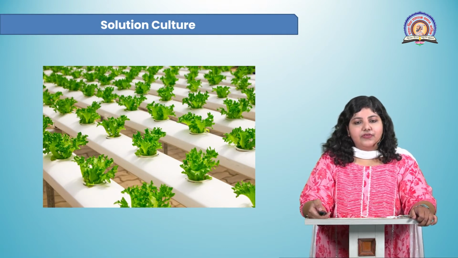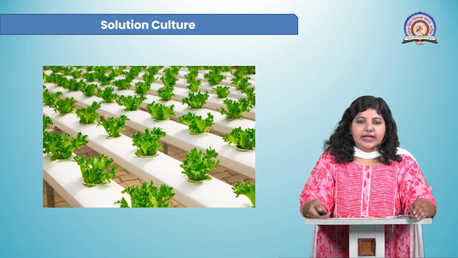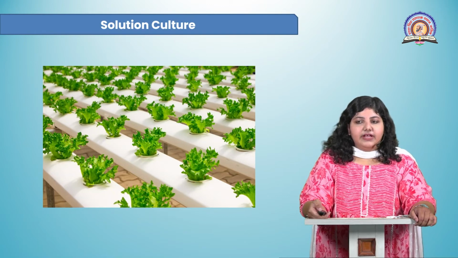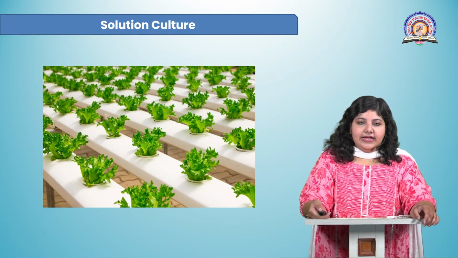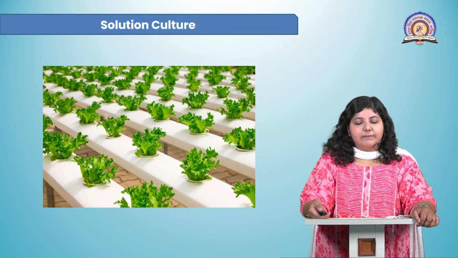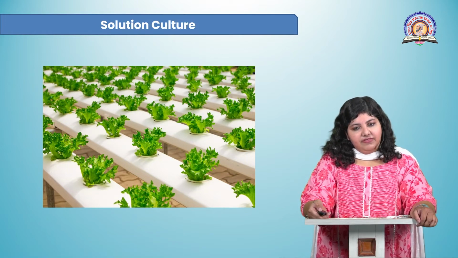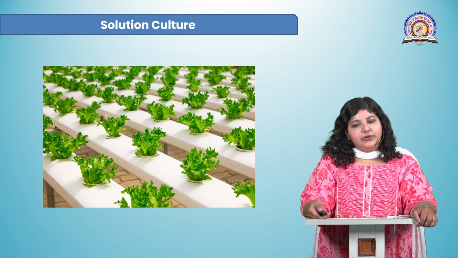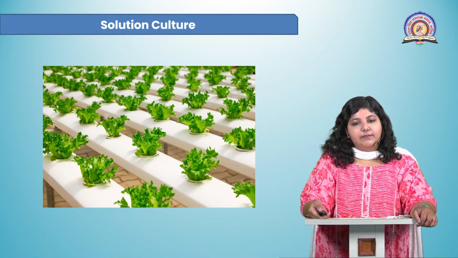In this method also, the same principle can be applied: you can delete one element in the nutrient medium to check whether it is essential or not. If in the absence of a particular element the plant is able to complete its life cycle, then that element is considered to be non-essential. But if the plant shows some deficiency symptoms and is not able to complete its life cycle, then that element is considered to be essential.